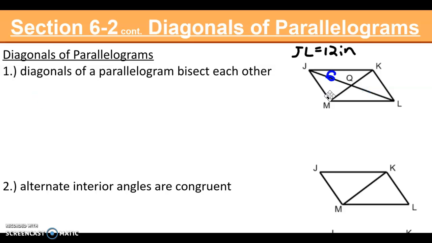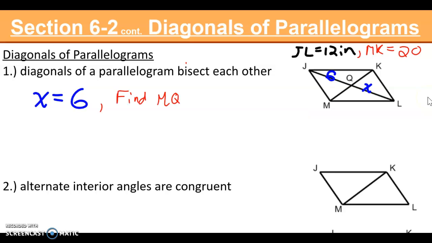Because of this rule, the book is going to ask you to look for the lengths that are the same in different parts and wholes. So if I give you JL is 12, for instance, that means JQ is 6 and QL is 6. But what if there's an X? You have to go off to the side and solve it. X equals 6. What about MK? What if MK is 20? If MK is 20, then MQ and QK are going to be 10 each.